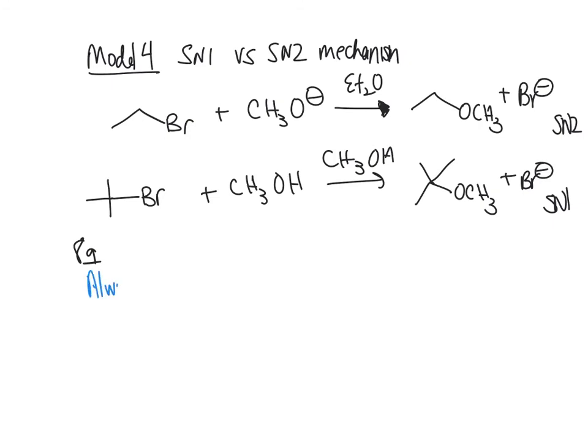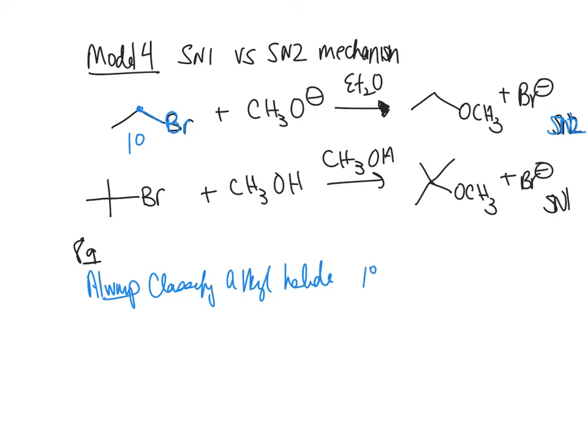So the first thing you want to do when you're deciding, always classify the alkyl halide. Okay, so this one, this carbon bonded to the leaving group is bonded to one other carbon, so that's a primary, and that's your SN2. Okay, so did you circle primary?